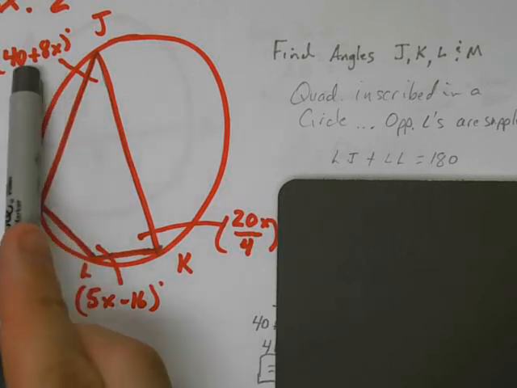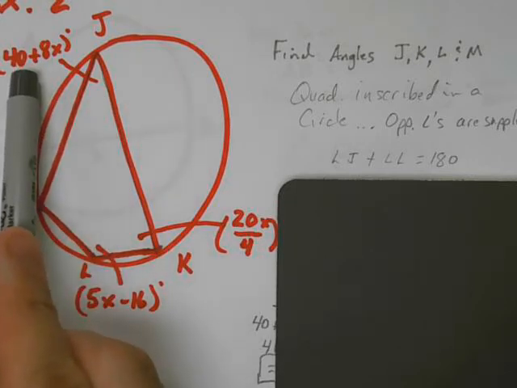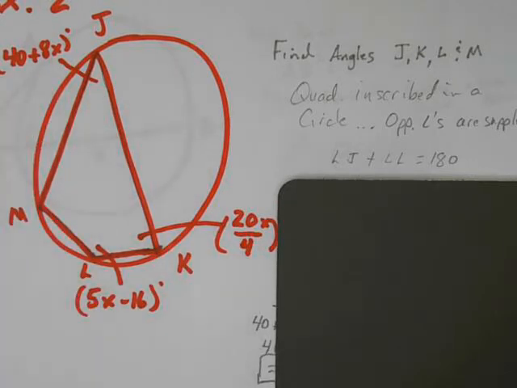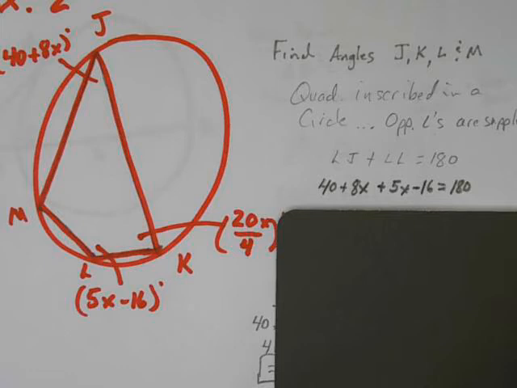This right here. So the 40 plus 8x. Yeah, 40 plus 8x. That's all you need, right? So angle J is 40 plus 8x. Sam, what's the measure of angle L? Very good. So that's our new equation: 40 plus 8x plus 5x minus 16. See how I got that?